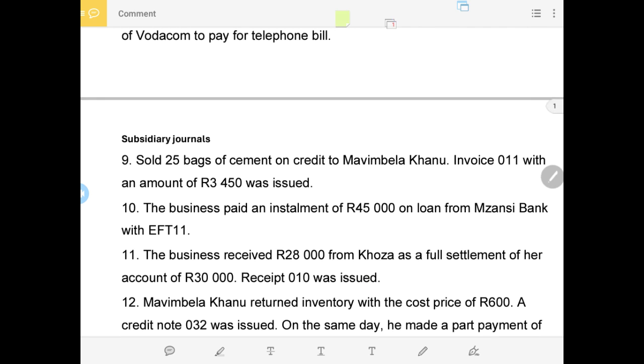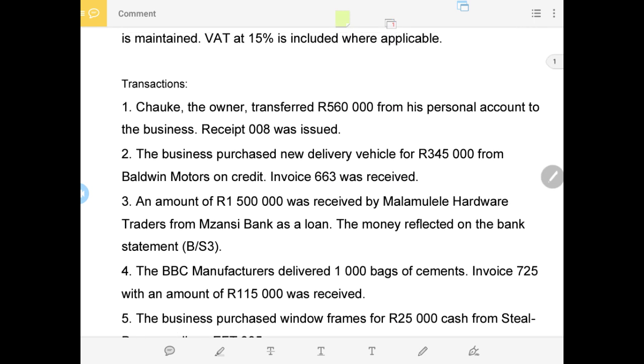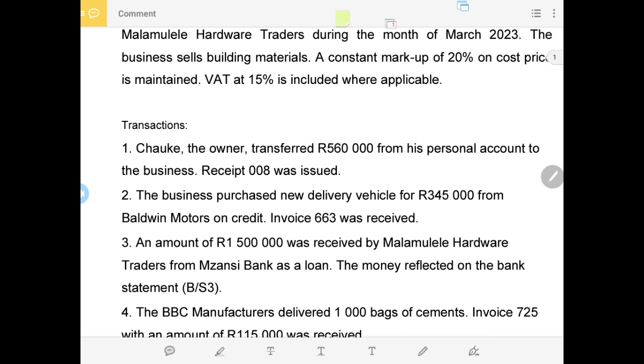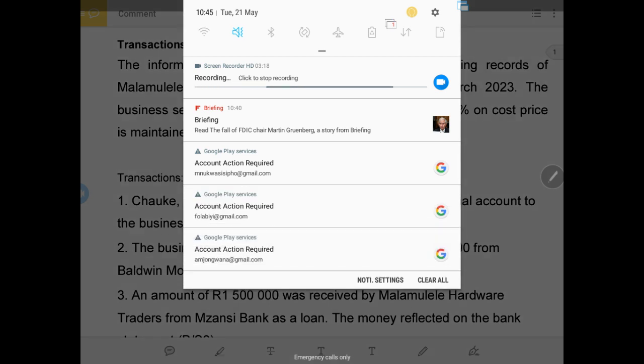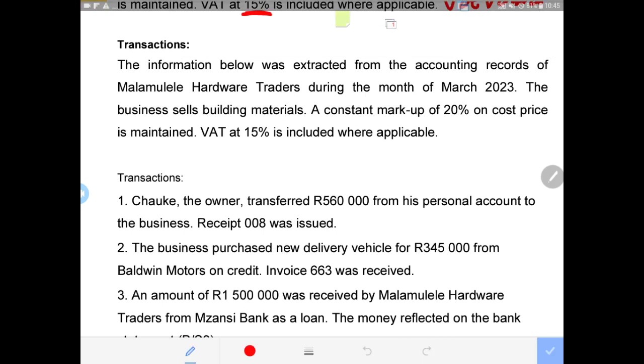Then let us start with the first transaction. Then we see where each of these transactions is supposed to be recorded. Remember, we are dealing with a VAT vendor in this case. Now we have transaction number 1 that says Chauke, the owner. So we know now that the owner of this company is Chauke. Chauke transferred the whole of 560,000 from his personal account to where? To the business bank account. And receipt number 008 was issued to the owner.